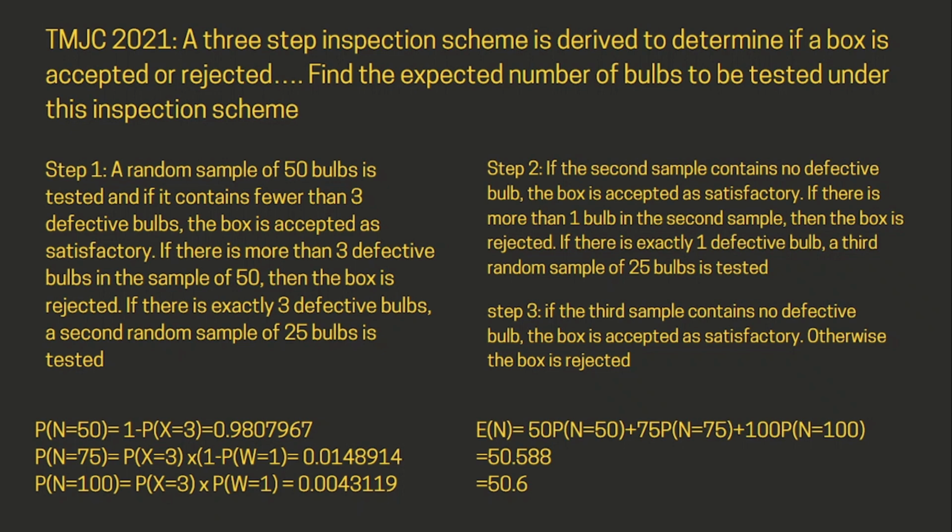So in this case it will be 50 times the probability of n equals 50, plus 75 times the probability of n equals 75, plus 100 times the probability of n equals 100. And after all that reading and analyzing, that's how we end up getting to the 50.6. So just be careful with reading all these procedures. But after a while, you'll see that actually it's quite logical thinking. As long as you can get a logical chain of thought, you'll be able to get through these questions quite well.